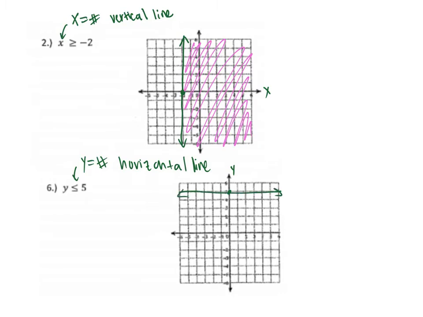Now, the next thing I need to know is figure out where am I going to shade. Now, this says y is less than 5. If y is less than 5, the y values that are less than 5 are down in this direction, right? So I want to shade below it. If I shade above it, that's going to be greater than 5, and I don't want that.